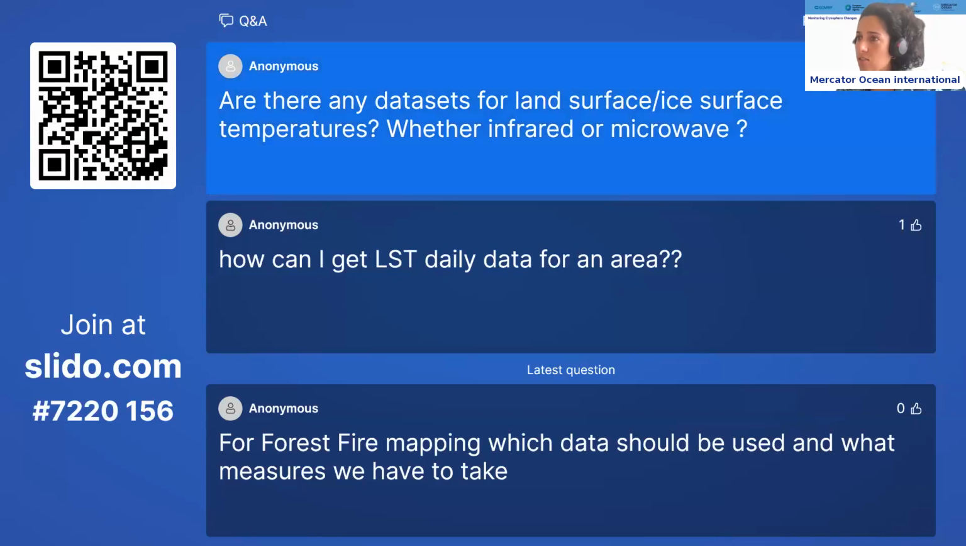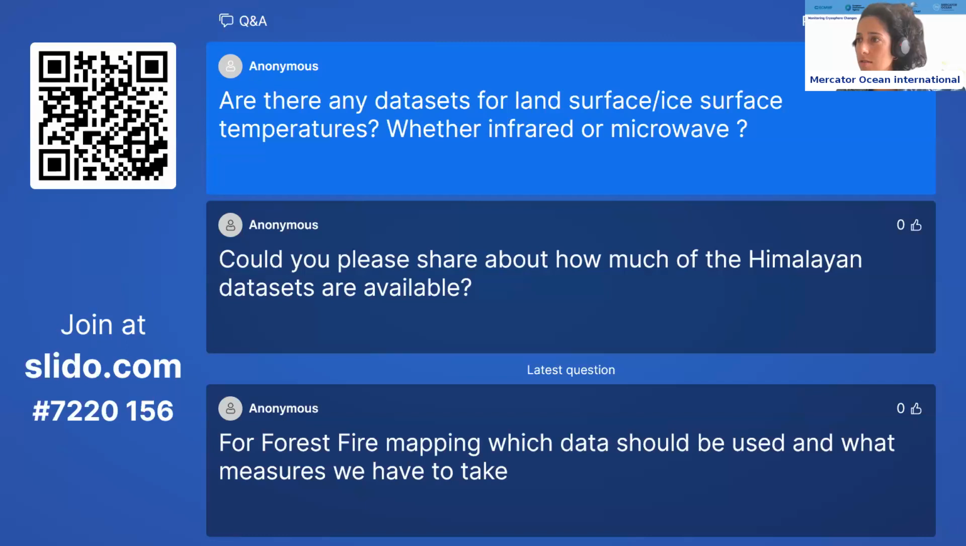Next question, I think we have time for one more question maybe. Are there any data sets for land surface or ice surface temperatures, whether infrared or microwave? Yes, there are. There is for sure the sea and ice surface temperature, which is with METOP and AVHRR instrument, I think. And there might be more, but I would have to check because there's over 300 different data sets.